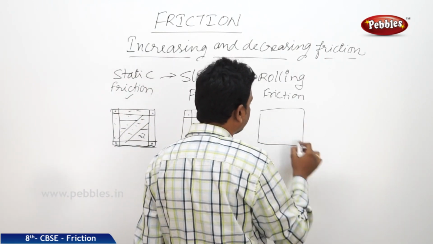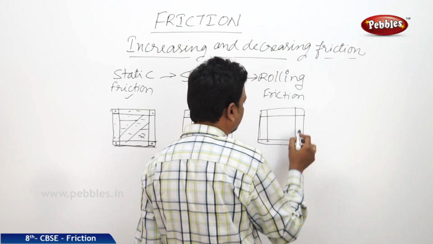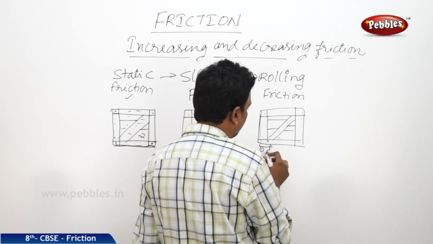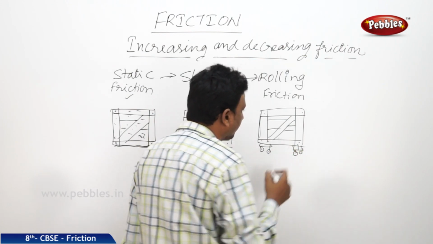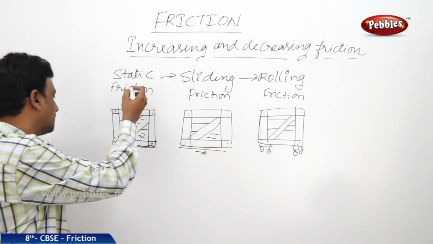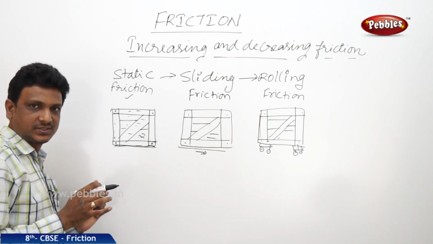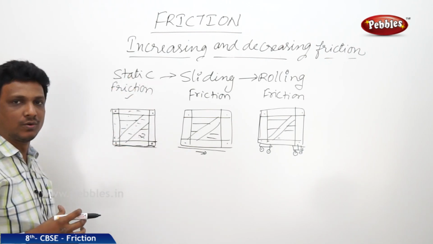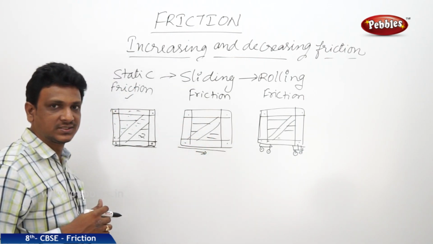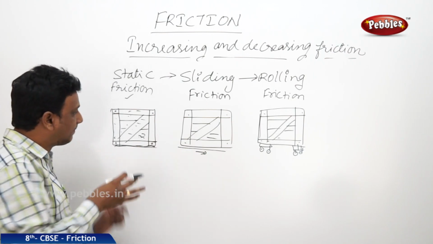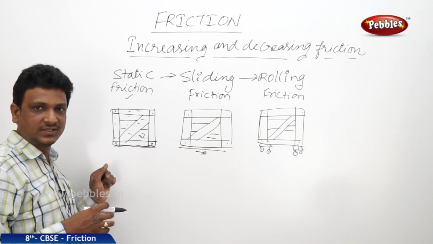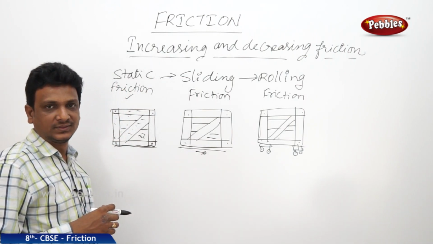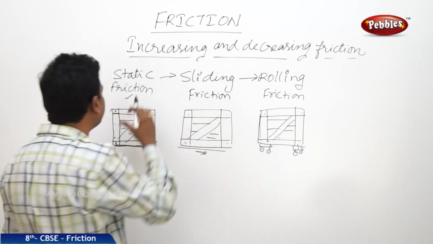So, for the same box, in this case, some wheels are fixed. So in the first instance, when you try to move this box, it's very heavy. You have to apply more force. That means the static friction is more compared to the sliding friction, because you need not apply the same force. How much force you have applied to move the stationary box? You can apply less force than this to slide a sliding object. It shows that the sliding friction is less than the static friction.